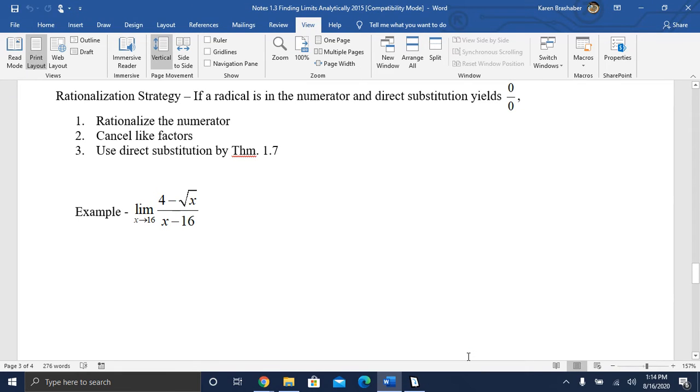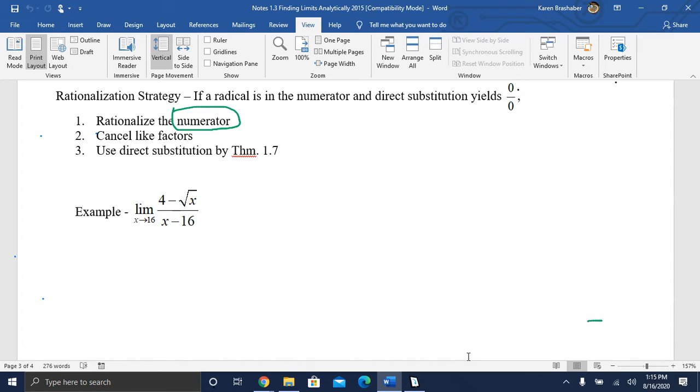Another strategy would be if you have radicals. The factoring and canceling strategy will not work, but what will work possibly would be a process called rationalizing the numerator. And I do want you to recognize that I did say numerator. This is a strategy that we'll use when we have radicals, and we use this quite a bit to help us find functions that we can work with.